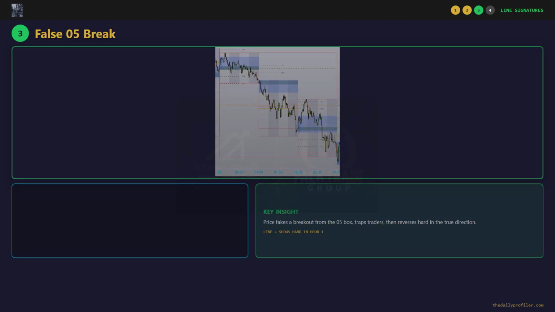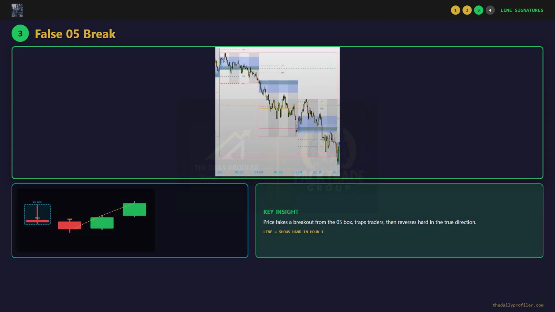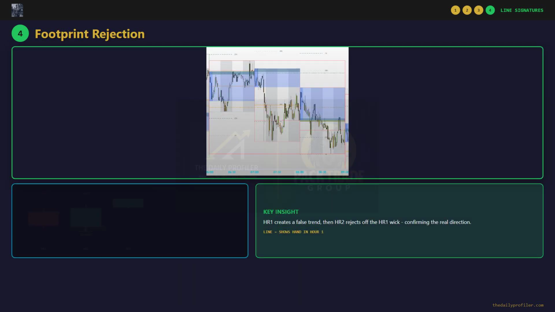Third signature. The false O5 break. This is where price breaks out of the O5 box, plants what looks like a high or low, and then reverses back into the range. Remember the data. 10 years of false breakouts from the O5 box showed a median of 0.10%. If price breaks 10 basis points, plants an extreme, and sucks back, the market is showing you the real direction is the opposite.